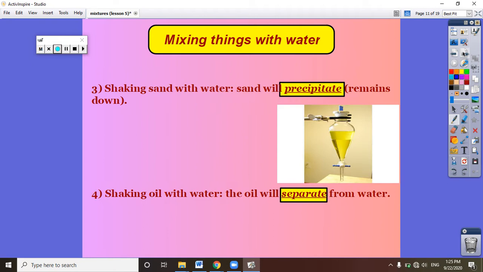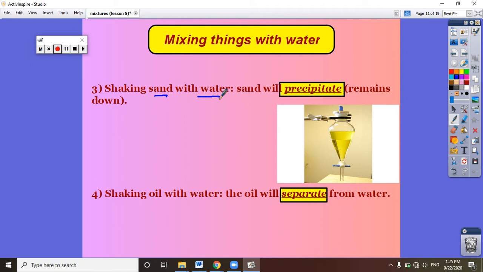If I make a mixture of sand and water, a solid-liquid mixture, how can I make it? By shaking and stirring, very good. I make a mixture of sand and water by shaking or stirring. What will happen?